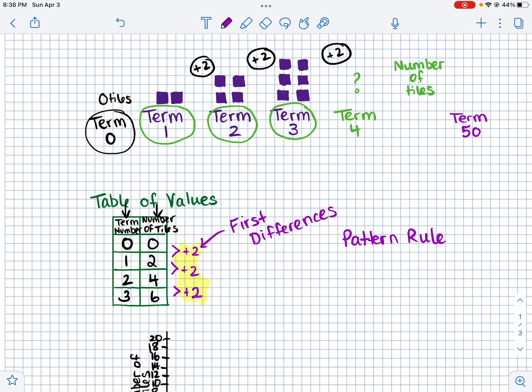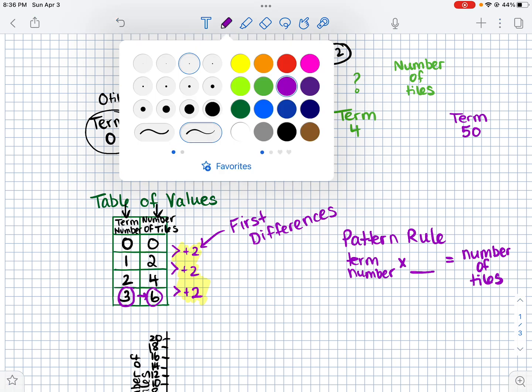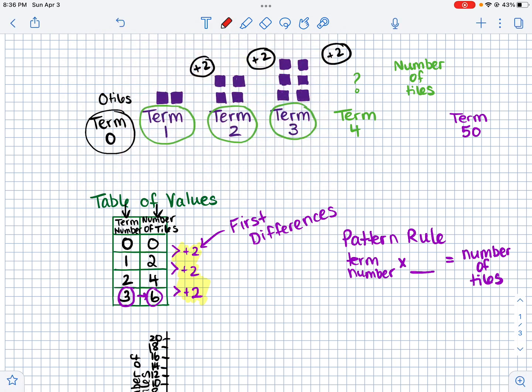So I need a rule where I can figure out that term number maybe times something could get me the number of tiles. So I'm looking for an equation that I could use to go from the first column to the second column. So we're looking for an operation that happened to the first column to make the second column. And I think that operation is multiplication by 2.